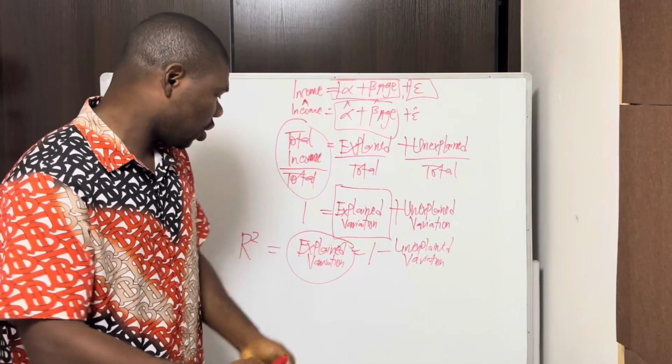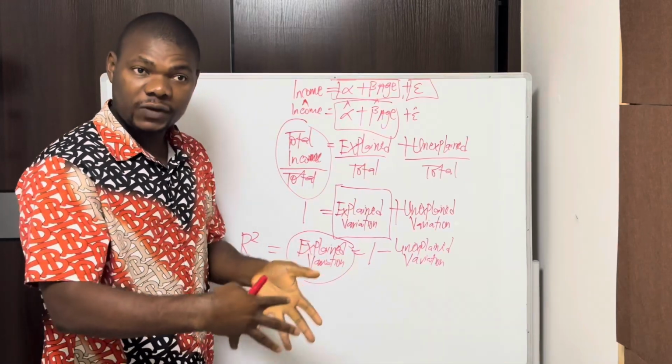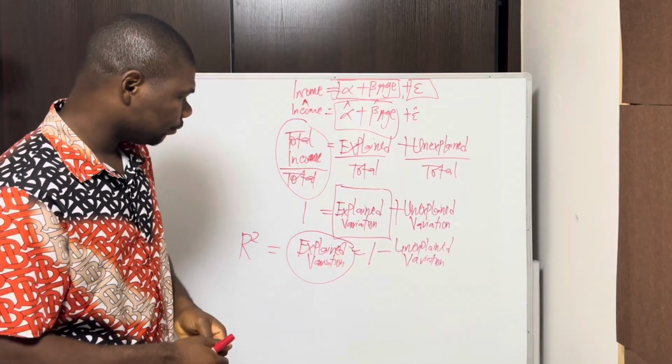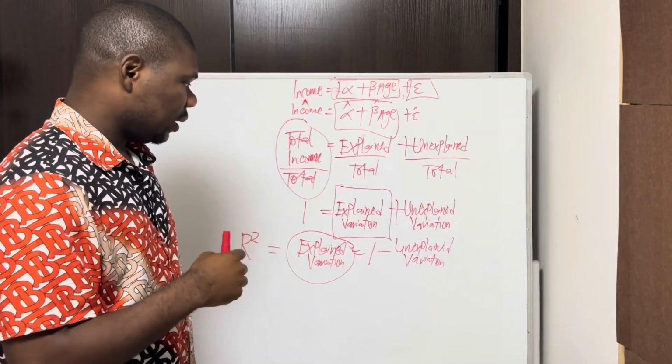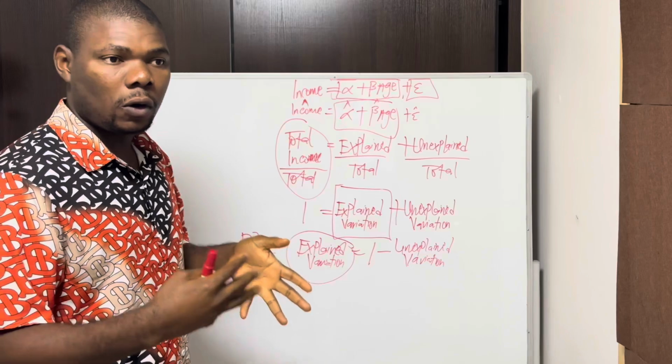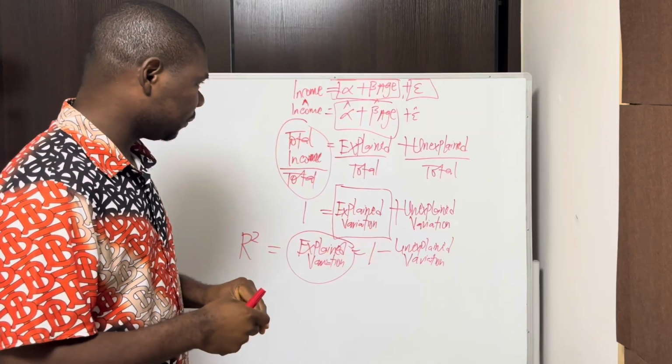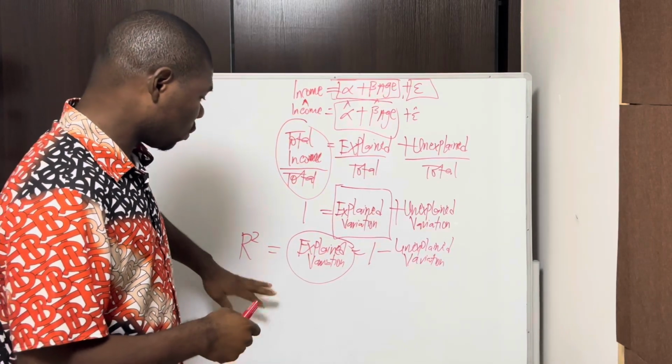And if it's getting larger, then the explained component becomes smaller. So the explained component is going to get smaller when you commit more errors. All right. So that is one way.